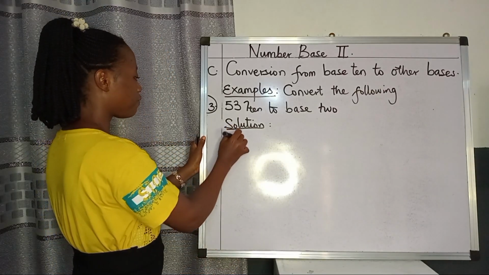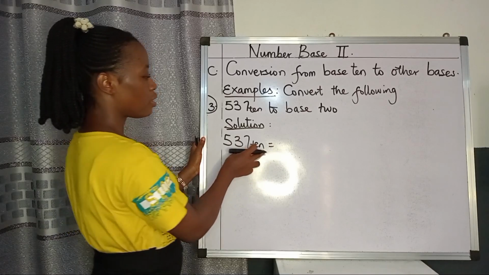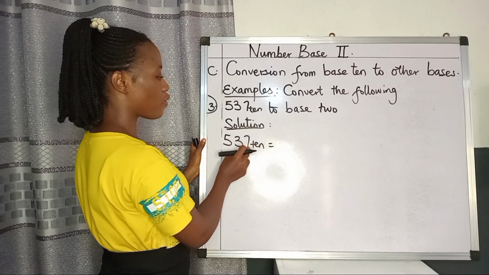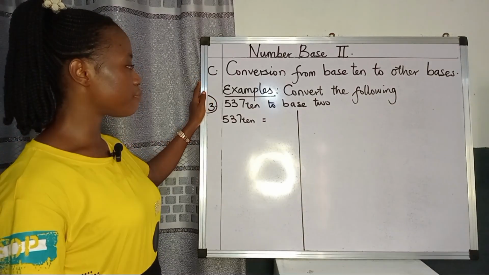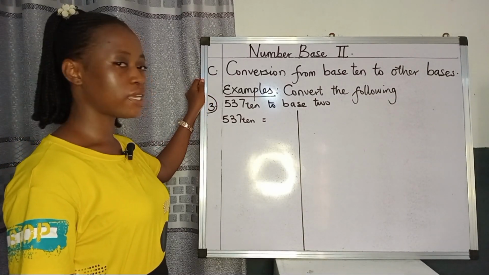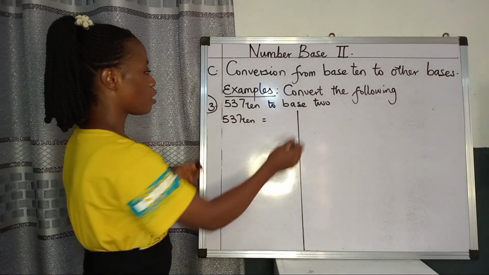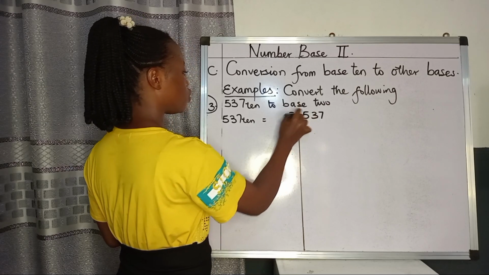Now we have 537 base 10. Now we are going to divide this number by 2. The reason is because we are converting from base 10 to base 2. So 537 base 10 converted to base 2. I'm changing from base 10 to base 2, therefore I'm going to divide 537 by 2.